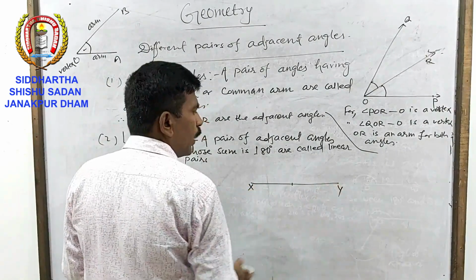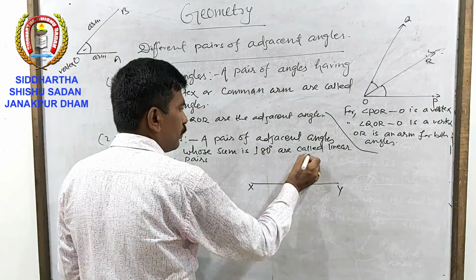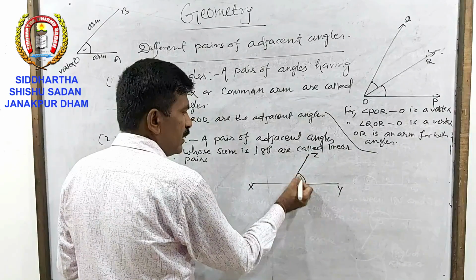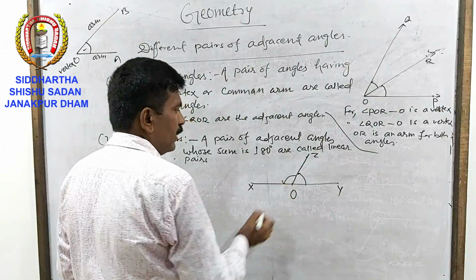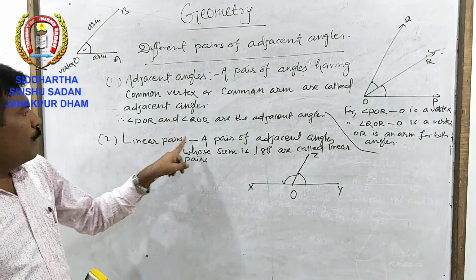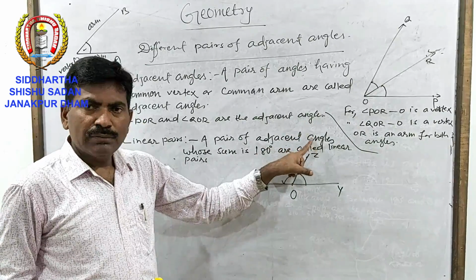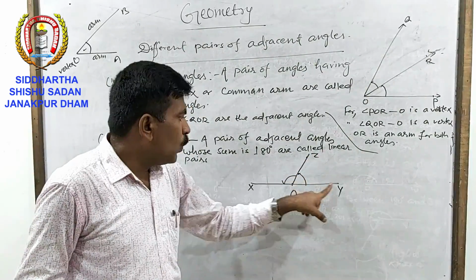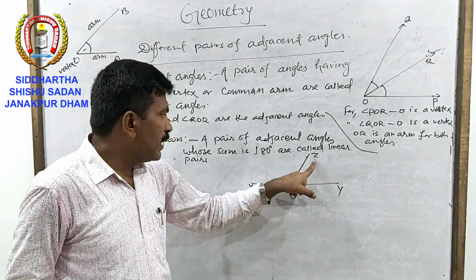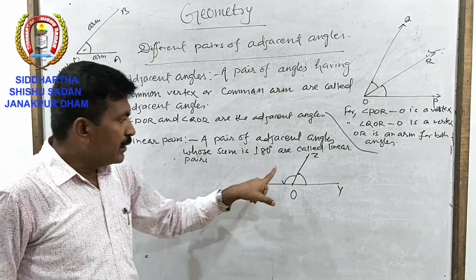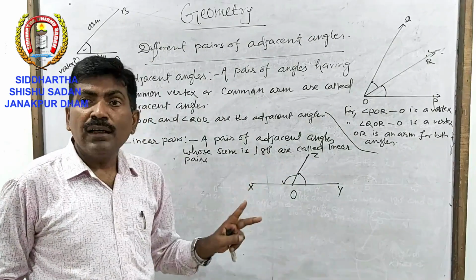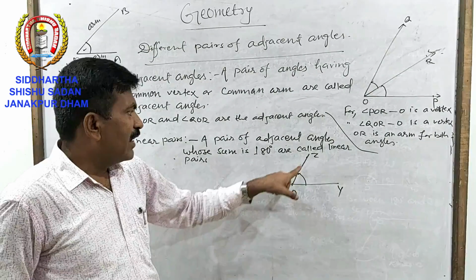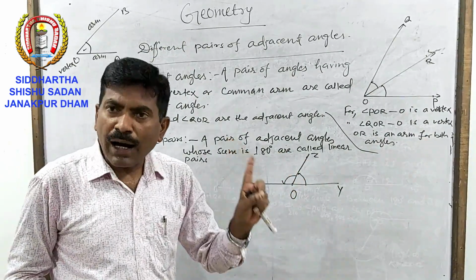X, Y, here is O and here is Z. See, this angle and this angle, linear, a pair of adjacent angles. Number 1, see, angle ZOY and angle ZOX. These two angles are the adjacent angles because O is a common vertex and here OZ is a common arm.